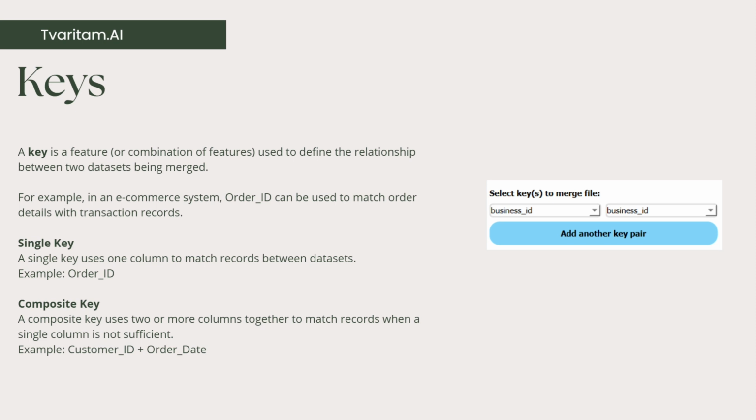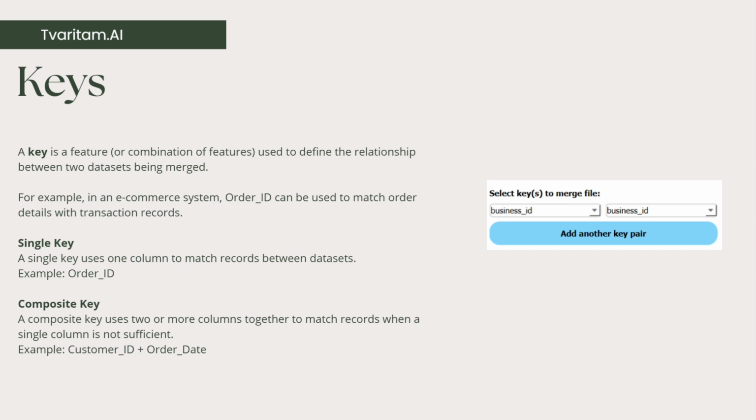Keys are usually unique identifiers within a dataset. So your customer ID, order ID, and business ID are examples of keys. In some cases, a single column may not uniquely identify a record. In such situations, we create a composite key, which is a combination of multiple columns. For example, if you have a company that operates multiple stores, in each store the order ID is generated starting from 001. In that case, the order ID alone is not globally unique. To uniquely identify each order, we may need to combine the store ID and the order ID, and this combination is called a composite key.